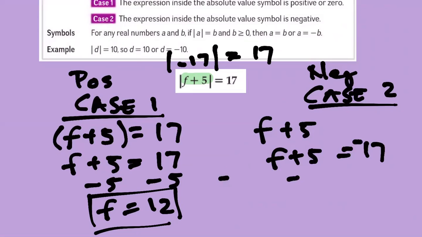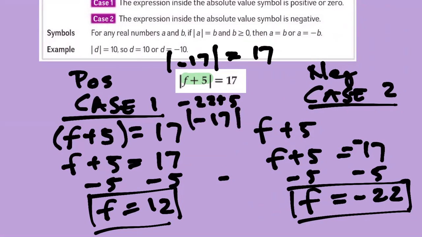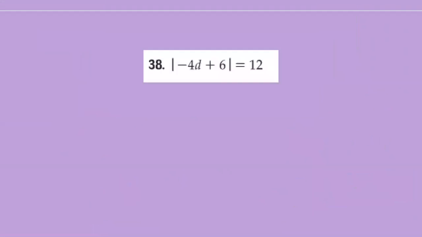So you would subtract 5 again from both sides. That would give you negative 22 because they're both negative. You just add them up and keep the sign. And so if you plug negative 22 in here, right, you get negative 22 plus 5, which is negative 17. Take the absolute value of that, it is 17. So it's a positive and a negative case that you do for these. And you set it up as simple as you possibly can.